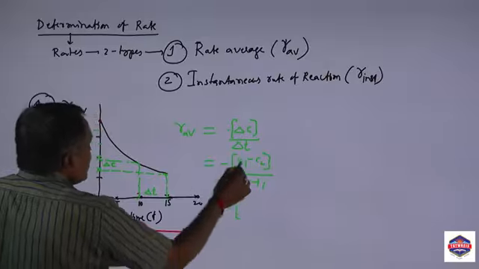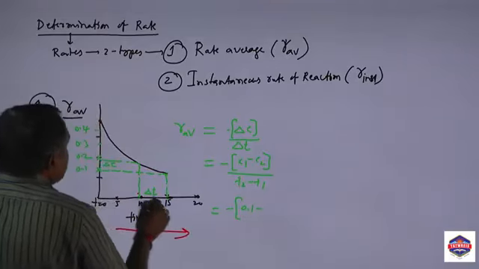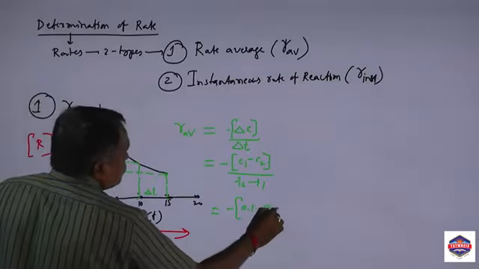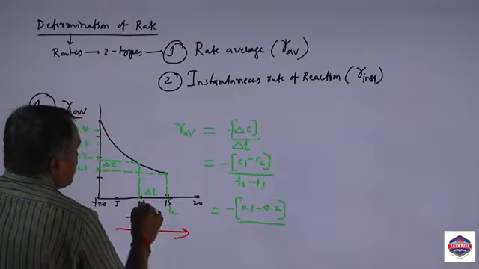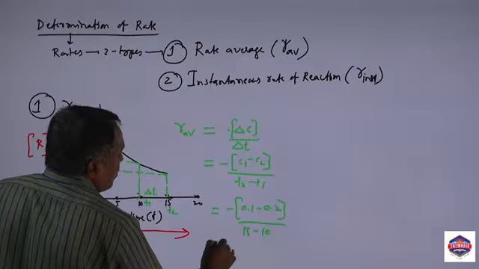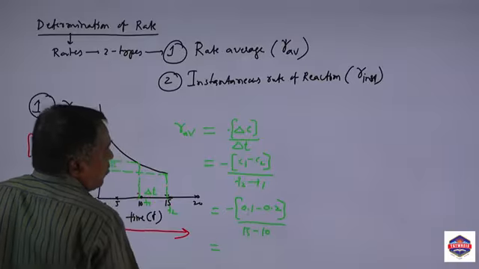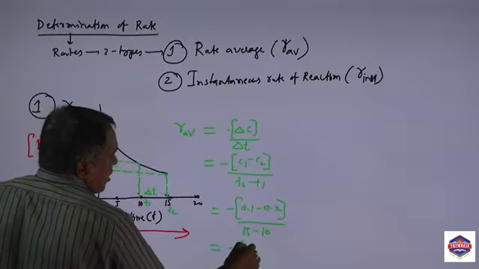Negative. C1 is 0.1, and C2 is 0.2, and this is T2, and this is T1. So 15 minus 10. Therefore, 0.1 minus 0.2, this is minus 0.1.